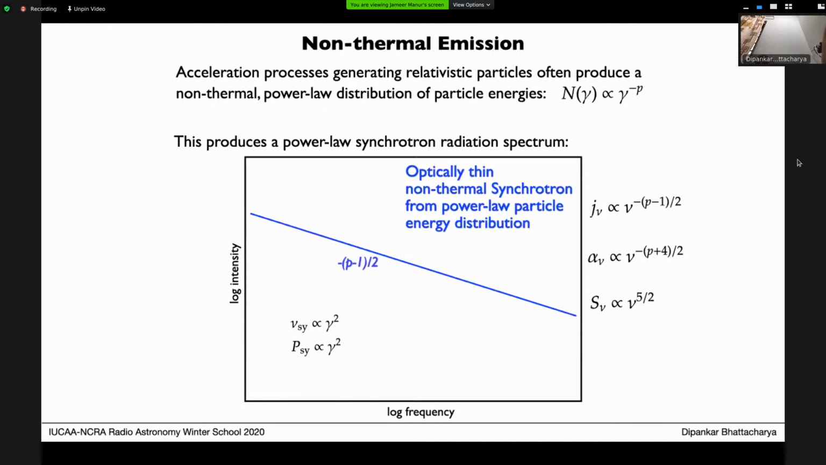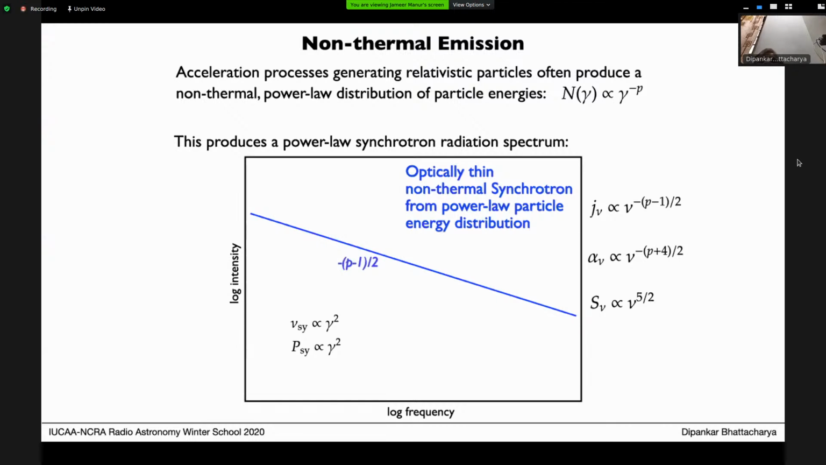Now, if you have a particle energy distribution like that, and we know that for synchrotron, the typical frequency goes as gamma squared, and typical power also goes as gamma squared. So taking this into account, we can integrate this over this particle energy distribution, and we find that the emission coefficient becomes proportional to nu to the power of minus (p minus 1) by 2.